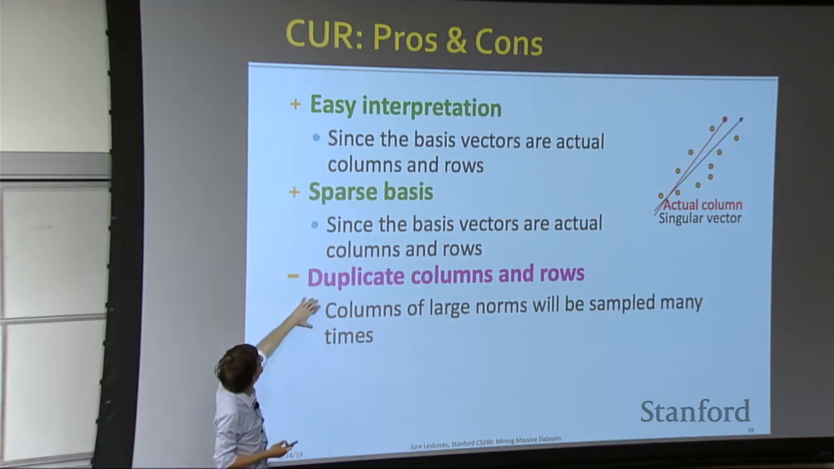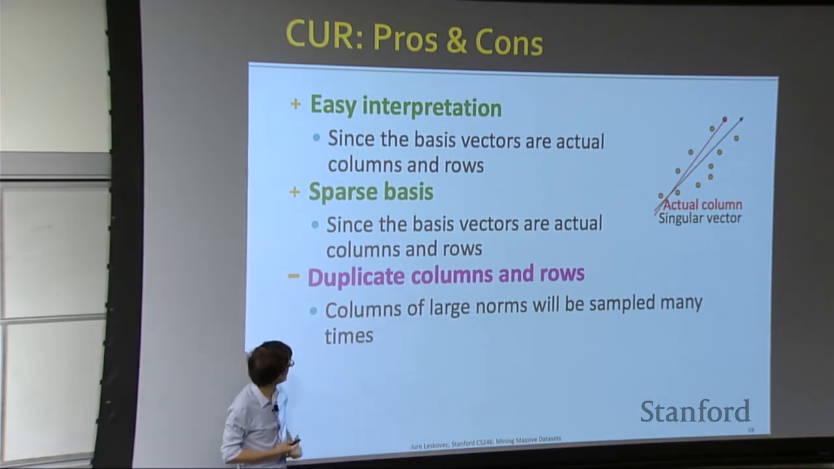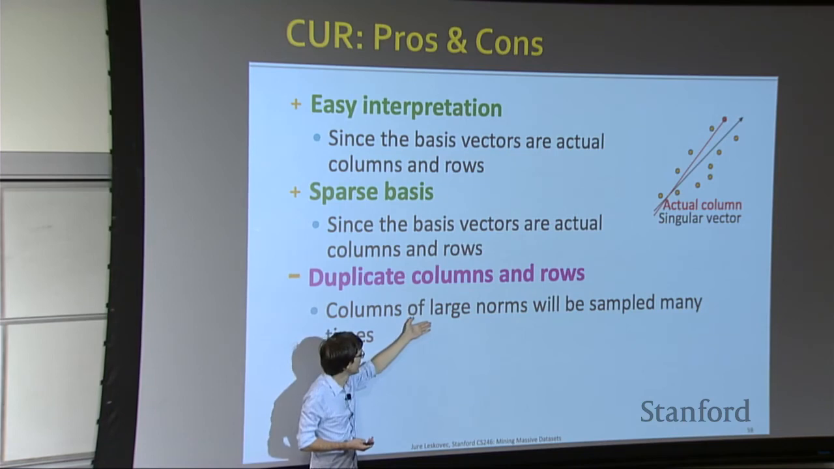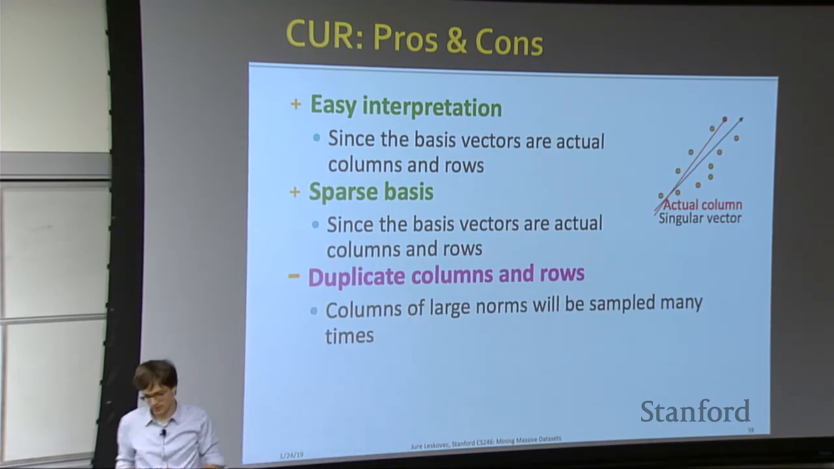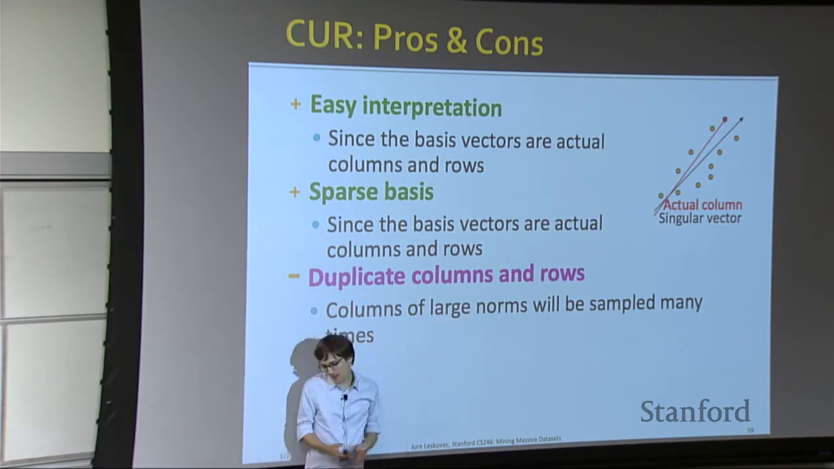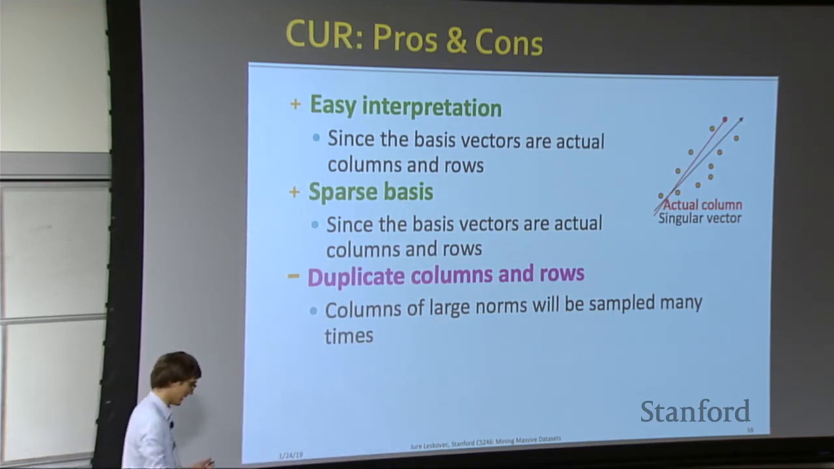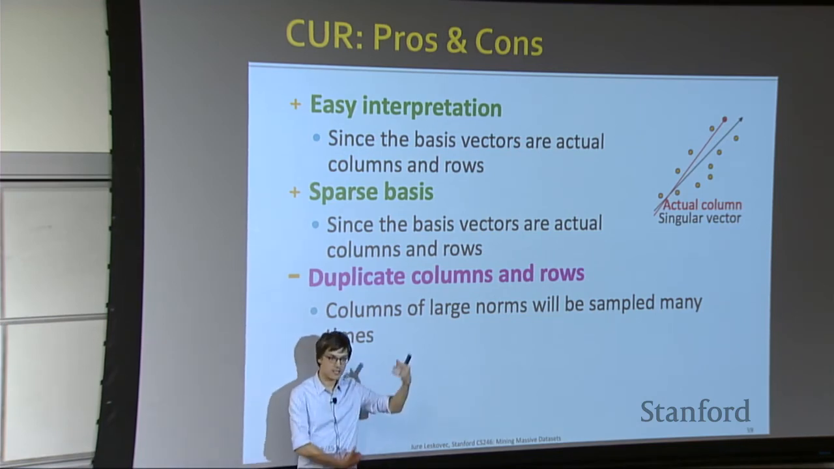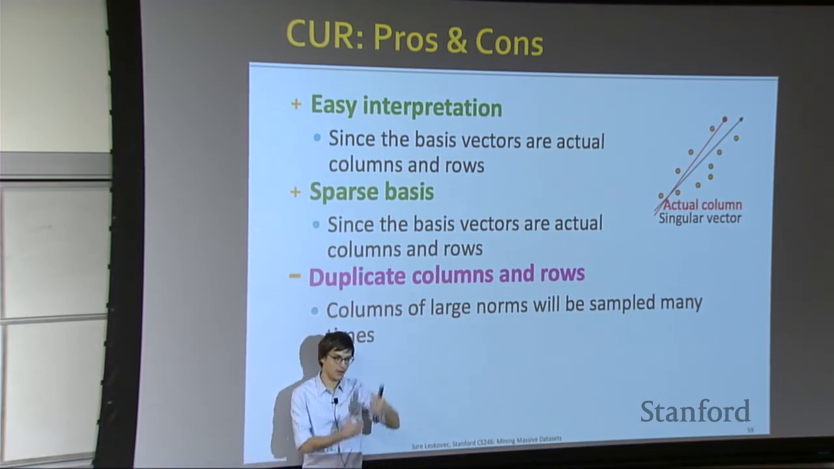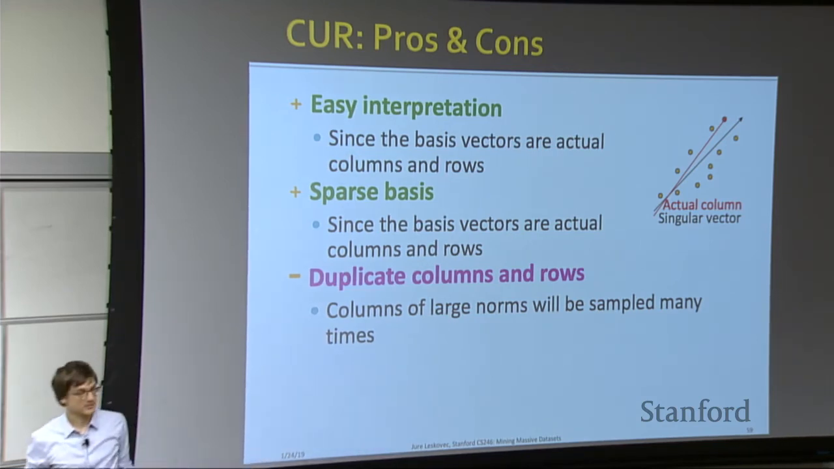One con is that you have duplicate rows and columns, right? Essentially, columns with large Frobenius norms will be sampled many times. The way you can fix this is that you can rescale your data, right? You don't take the duplicates, but rescale a given row or a given column by how often it was sampled. And that's an easy fix, right?